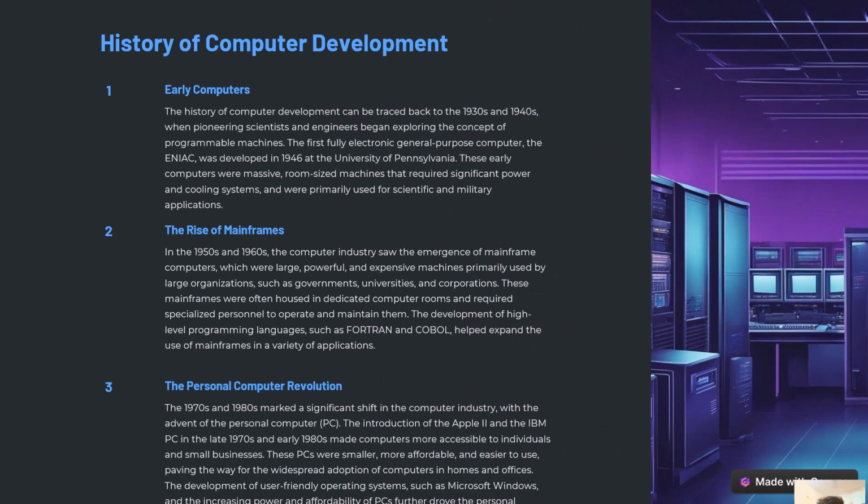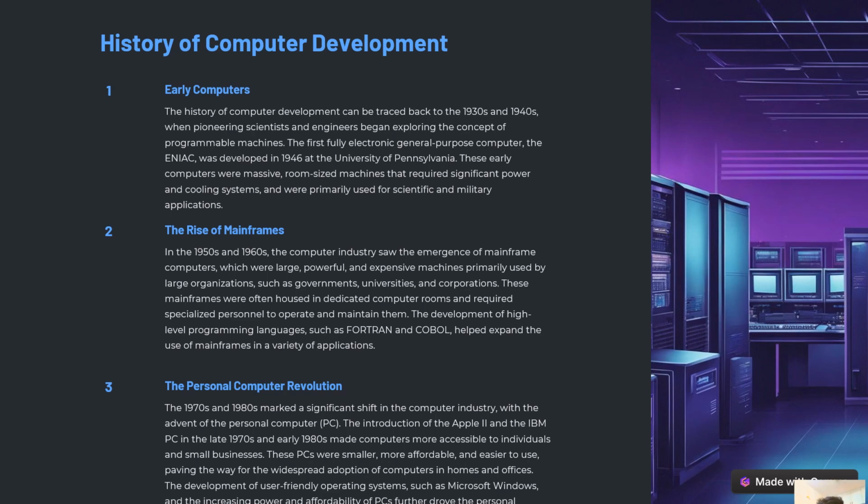Early computers. The history of computer development can be traced back to the 1930s and 1940s, when pioneering scientists and engineers began exploring the concept of programmable machines. The first fully electronic general-purpose computer, the ENIAC, was developed in 1946 at the University of Pennsylvania. These early computers were massive, room-sized machines that required significant power and cooling systems, and were primarily used for scientific and military applications.